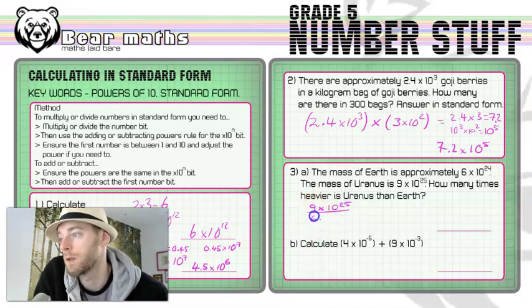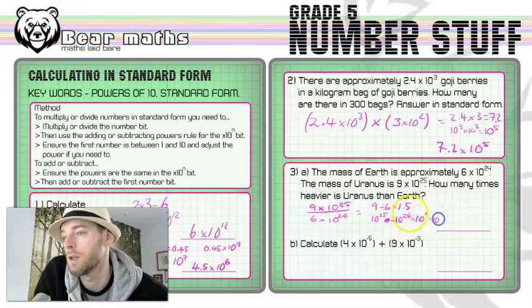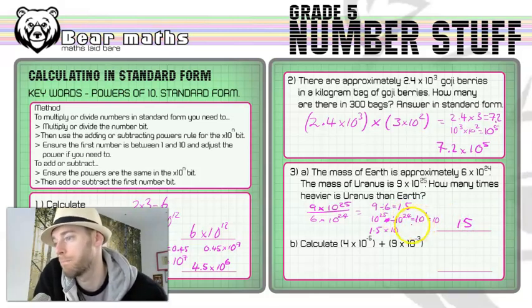Write it as a fraction. You might see them written like this. That's okay. Now we're going to do 9 divided by 6. When you do 9 divided by 6, it is 1.5. And when you divide 10 to the power of 25 by 10 to the power of 24, you're going to get 10 to the power of 1, and that's just 10. So for my final answer I'm doing 1.5 multiplied by 10, which is 15. So we know that Uranus is 15 times heavier than Earth.